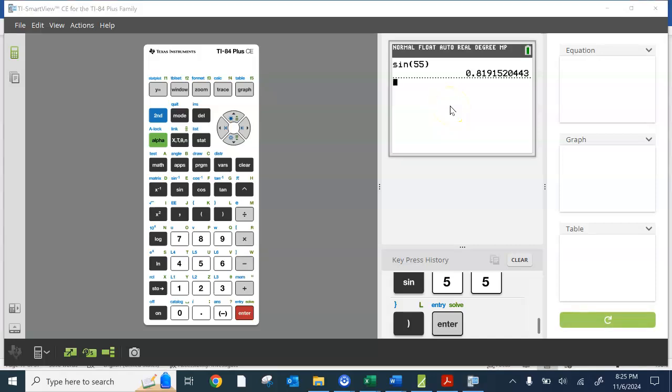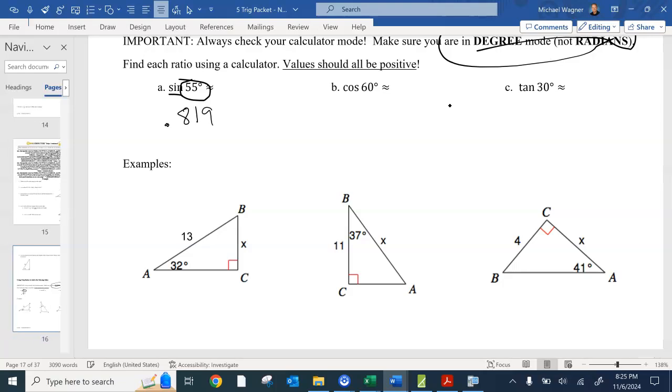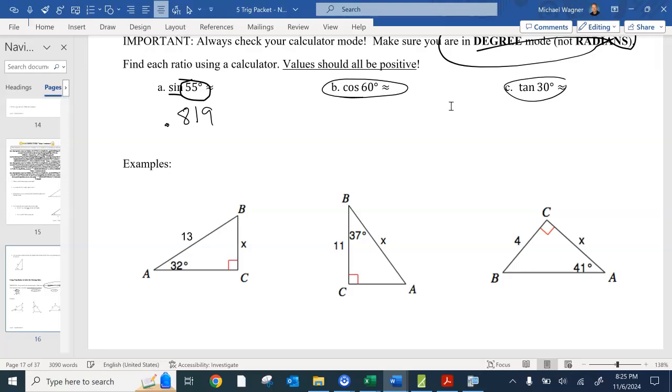0.819. Okay, 0.819. Okay, you guys try this, but use the cosine key for that and the tangent for that, and see what you get, and come back and see the answer.